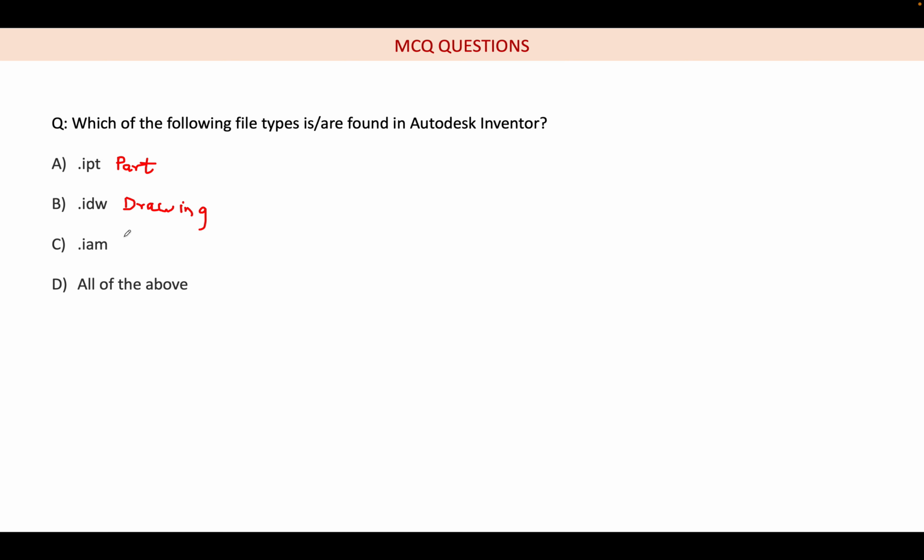And this is your assembly. So which means that which of the following is present? Is it any one of them or all are there? So in our Inventor, all of them, correct. Yes, so this is the answer.